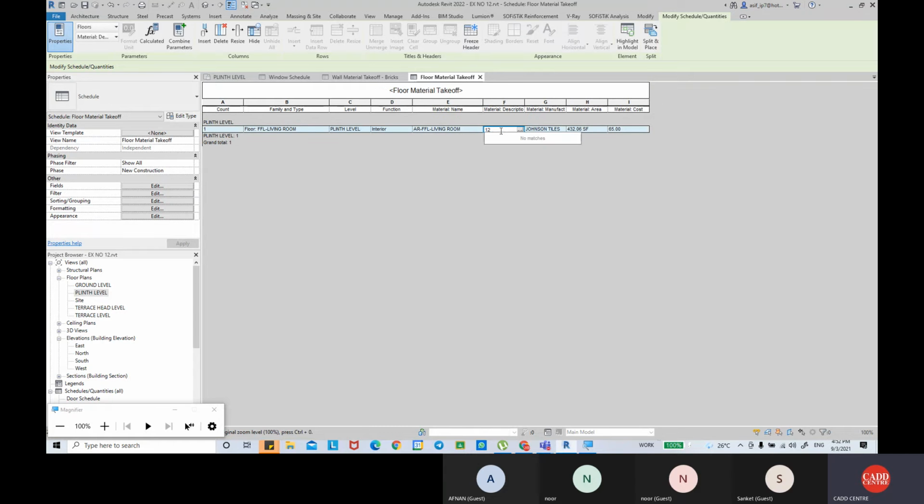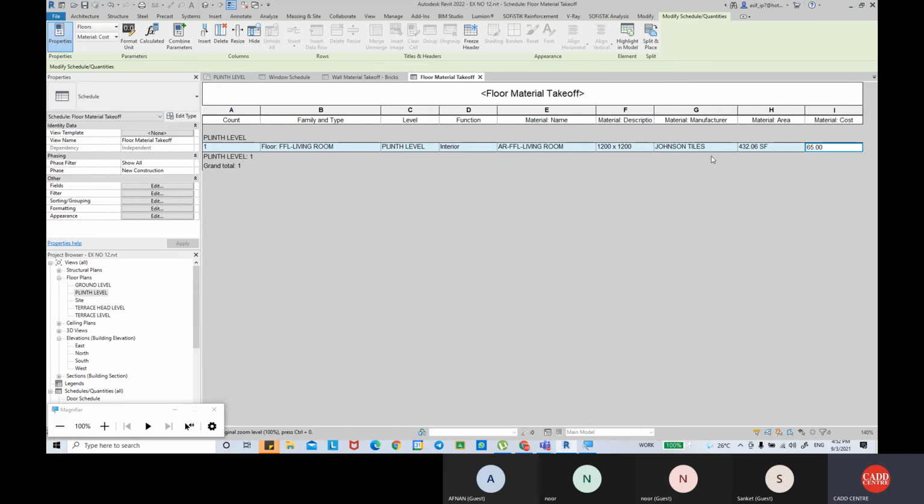Material description, I can write down this 1200 by 1200 tiles. Manufacturer name is also appearing, Johnson Styles. That's the area of that tile. Cost per tile we have provided $65 per tile. That's good. Now we need to find the number of tile counts basically.